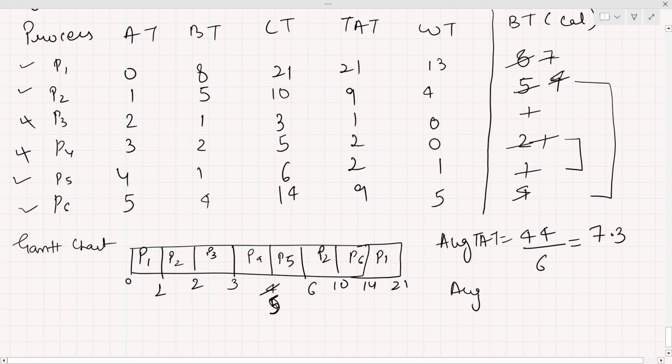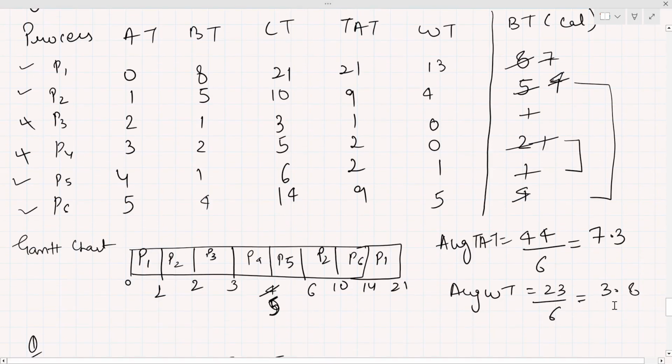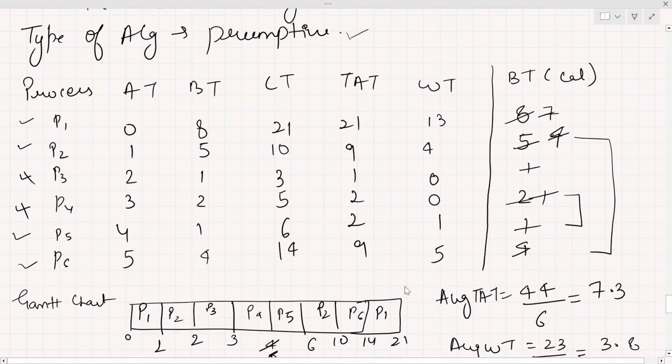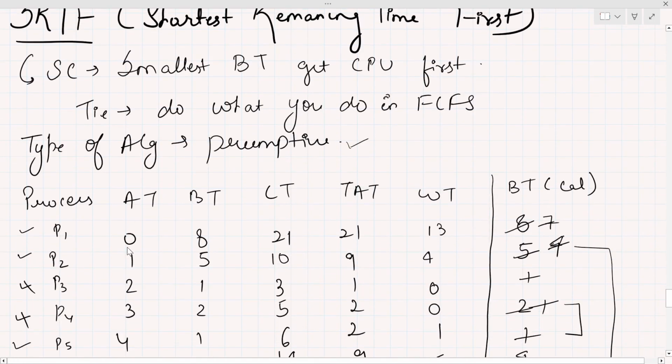And average waiting time. What is the average waiting time? You have to sum up all these. So the average turnaround time is 7.3 and average waiting time is 3.8. So this is the solution of this question. Okay, so I hope you understand the concept of SRTF, how we are going to solve this question.